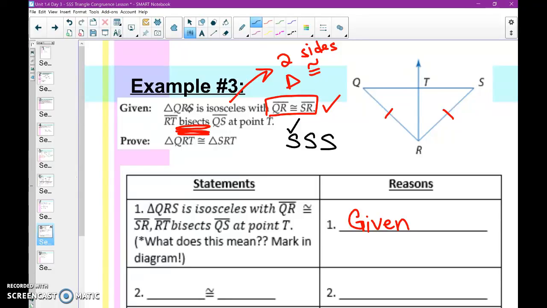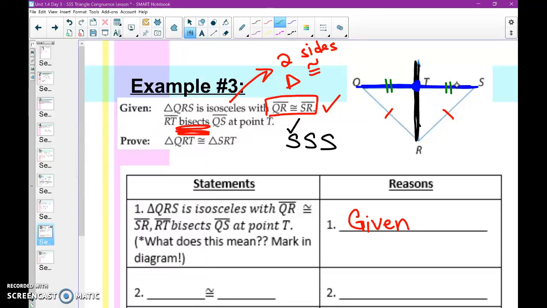It says RT, so this line right here, bisects or cuts in half QS. Okay, so at this point, what is this point? If this is bisecting us, this blue dot is now the what? Hopefully you're saying it's the midpoint of this line. If it's the midpoint, what does that mean about each side? It means that this segment, Q to T, should be congruent to this half, TS.